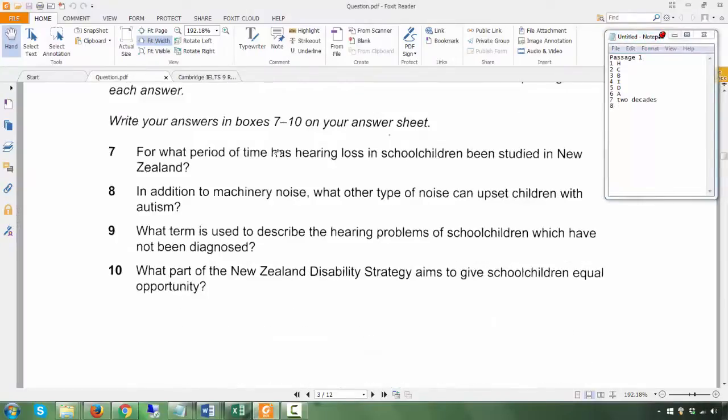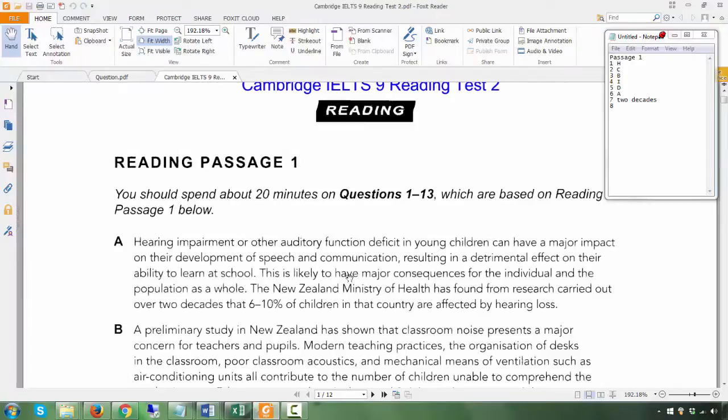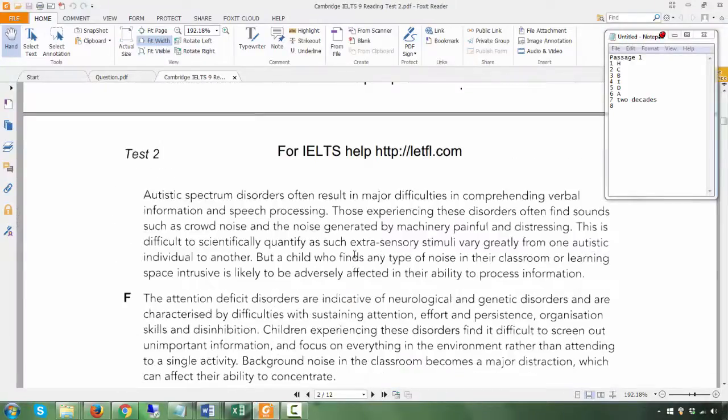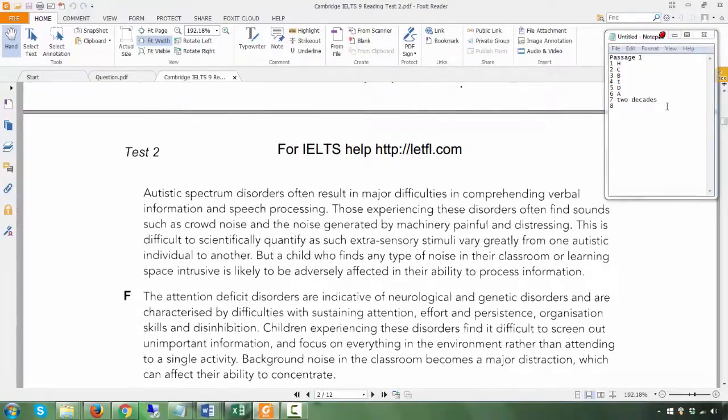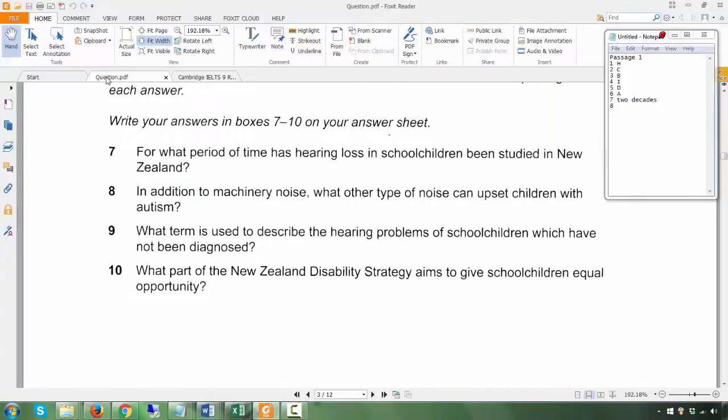Next question. In addition to machinery noise, what other type of noise can upset children with autism? Those experiencing these disorders often find sounds such as machinery noise generated by machinery, crowd noise. So in addition to machine noise, what other type of noise? The answer will be crowd noise. The word noise is optional, because the question asks what other type of noise. You can just say crowd, or you can say crowd noise.